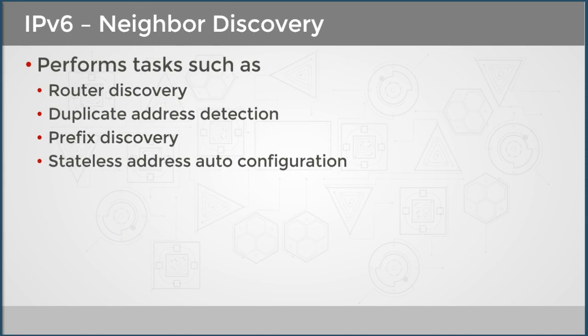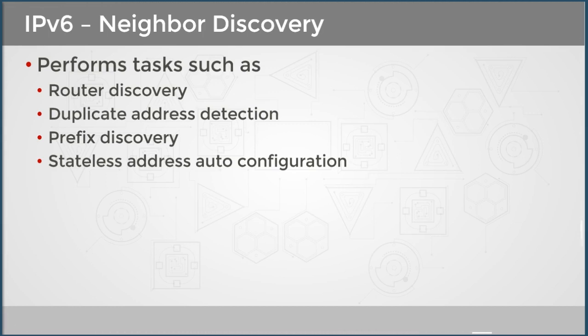This performs tasks such as router discovery, duplicate address detection, prefix discovery, and stateless address auto-configuration. So this is that auto-configuration component that was mentioned earlier. So the idea being that IPv6, in essence, takes care of itself. When you turn your system on and it realizes that IPv6 is there, it initializes its own address. It does this router discovery. It does the prefix discovery. And all this basically results in a stateless address configuration.